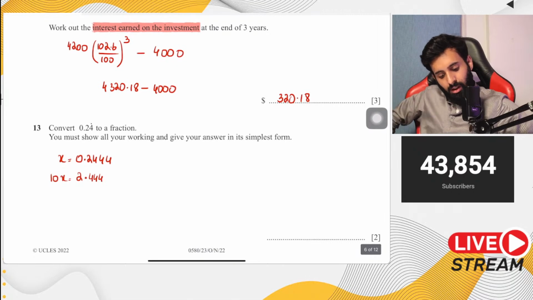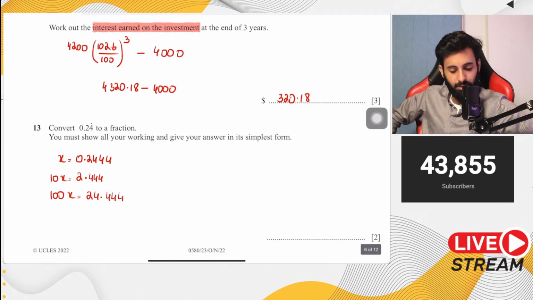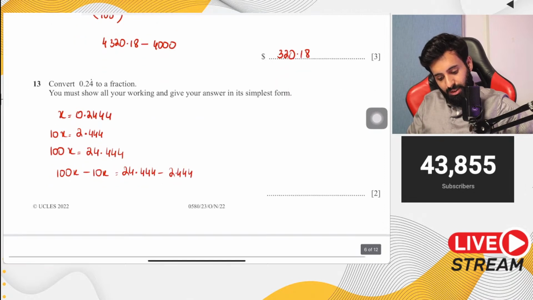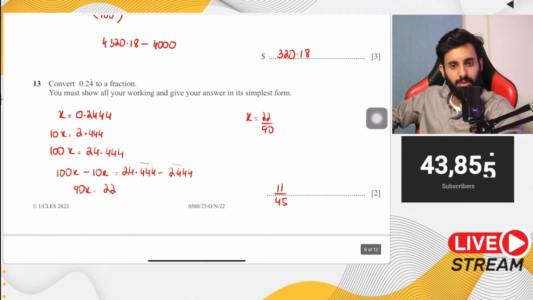Okay, let me think. 100x is going to be equal to 24.444. Now here's what I can do. If I do 100x minus 10x, that basically means 24.444 minus 2.444. So the recurring element gets subtracted. So we have 90x, which is equal to 22. And x is equal to 22 over 90, which means x is equal to 11 upon 45. So there you go. That's your answer.